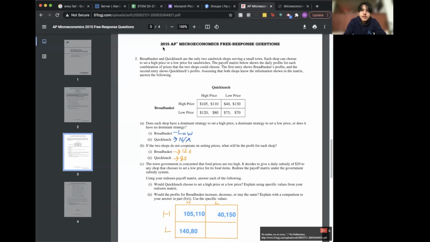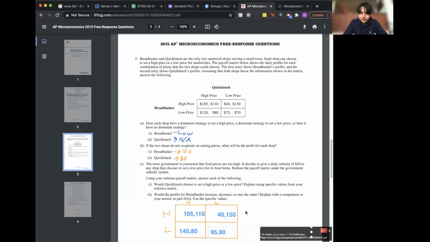And then lastly, in this bottom right square, they would both earn the subsidy because they're both going for the low price. So it would be 95, 90. So now let's answer the two questions based off of this matrix. First, it's asking, would Quick Lunch choose to set a high price or a low price? Explain using specific values from your redrawn matrix.